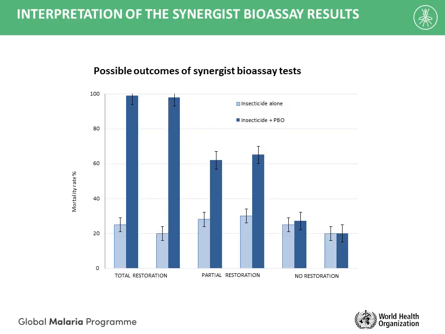This example represents the 3 possible outcomes when using the synergist bioassay. As you can see, the first 2 columns are showing a complete restoration of susceptibility or a partial restoration in the middle and no restoration in the right part of this graph.